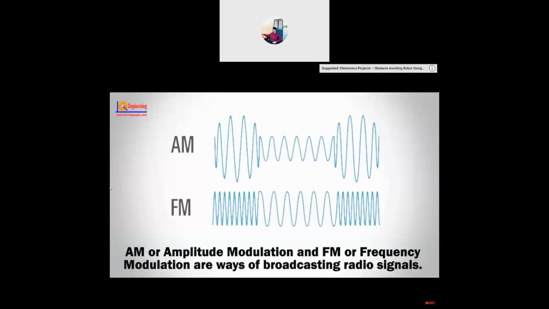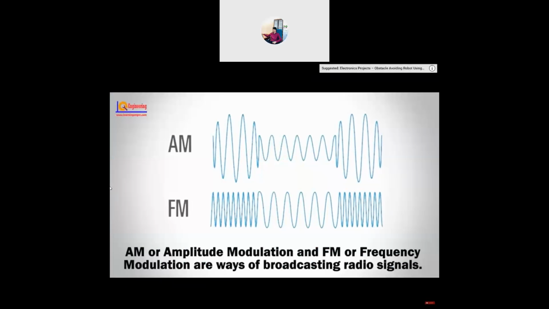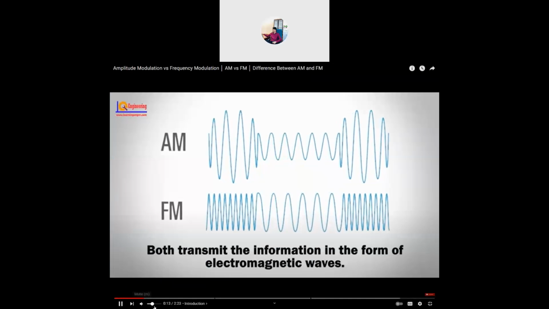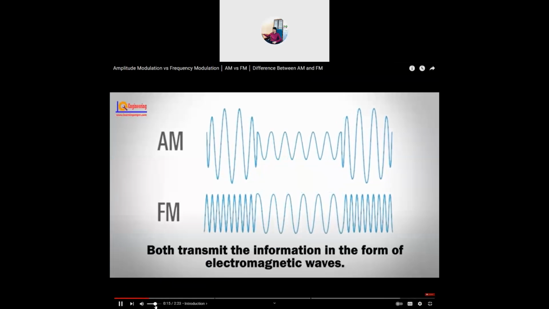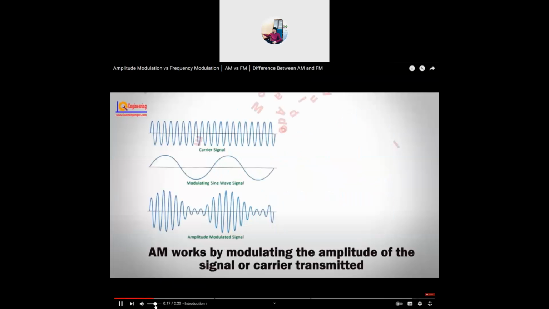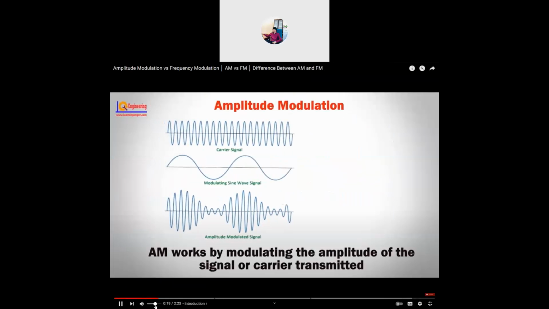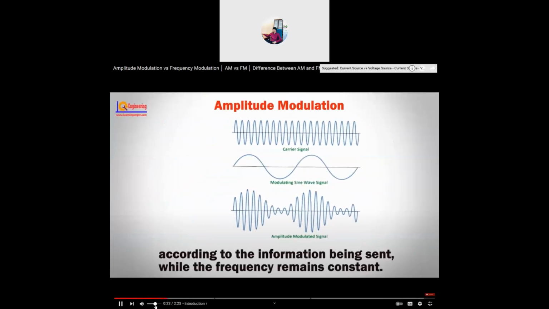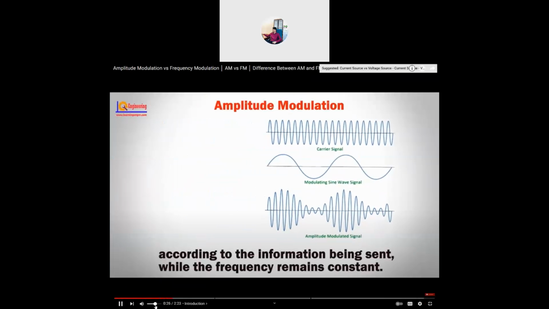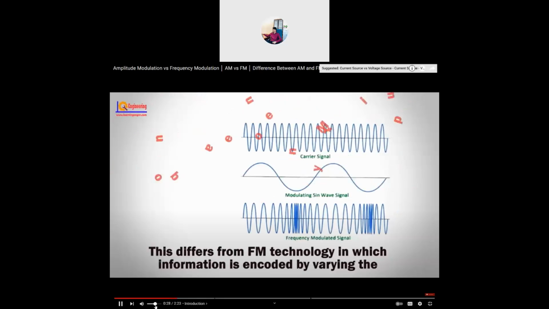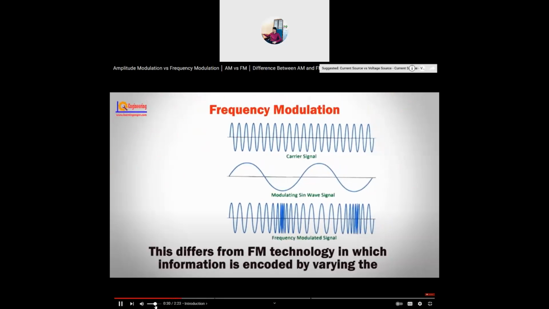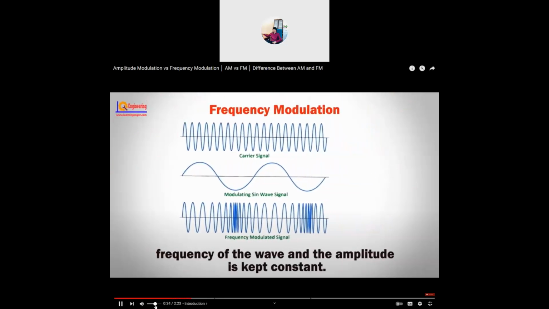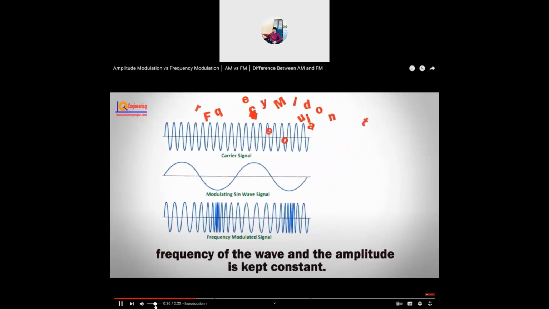AM or amplitude modulation and FM or frequency modulation are ways of broadcasting radio signals. Both transmit the information in the form of electromagnetic waves. AM works by modulating the amplitude of the signal or carrier transmitted according to the information being sent, while the frequency remains constant. This differs from FM technology in which information is encoded by varying the frequency of the wave and the amplitude is kept constant.